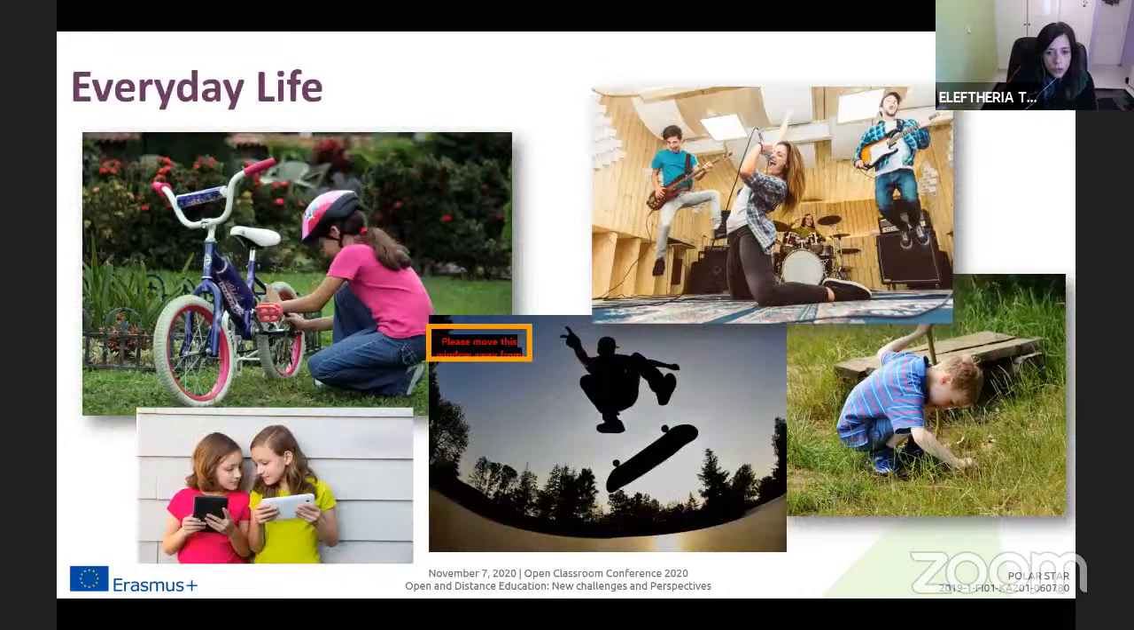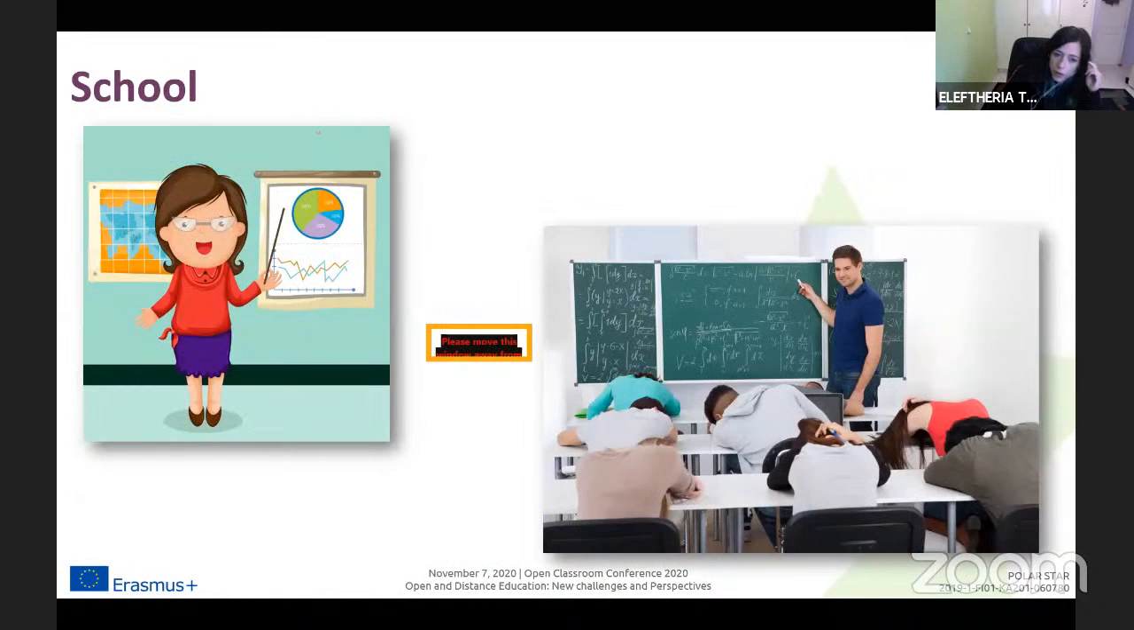What do students usually do in their everyday life? They do the things that they love. They go outdoors and play with their skateboards, with their bicycles. They sing, they play musical instruments, they play with their tablets and their cell phones. They do all the kinds of stuff that they like, that they love. But in school, what they usually do is listen to a teacher talking and showing them equations and diagrams.